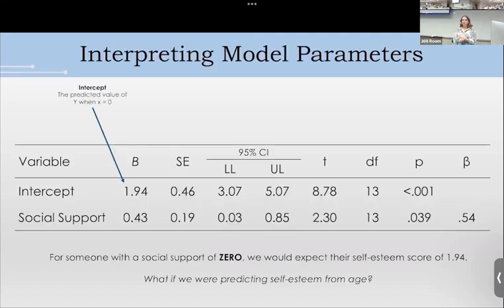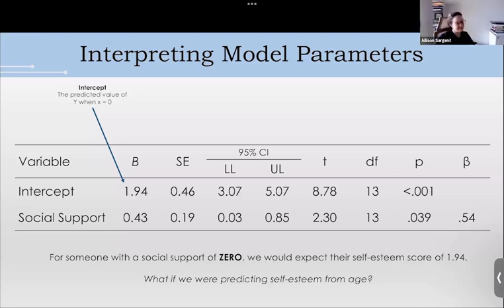All right, so here's our original regression table that you looked at. Remember that our intercept is the predicted value of y when x is 0. So for someone who has a social support of 0, we would expect their self-esteem score to be 1.94. But what if we were predicting self-esteem from age? Then what would the intercept represent? The predicted self-esteem score when they were how many years old?